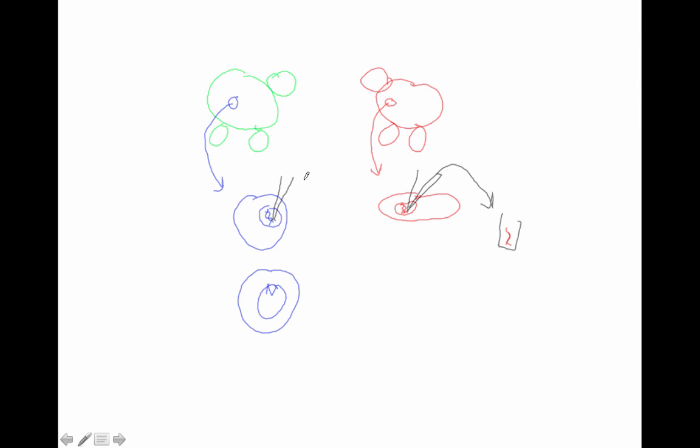Then we take this DNA here and we place it in this egg here. So this is the green sheep's oocyte. And we place the red sheep's DNA in here. All chromosome sets, so all 46 chromosomes are right in here. And now they induce this cell to begin to divide.